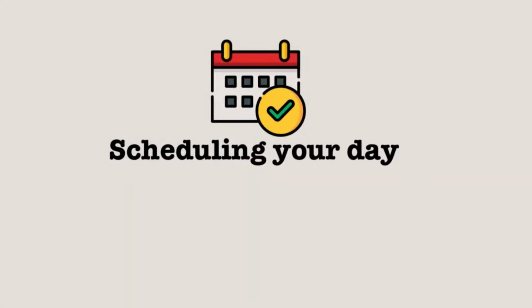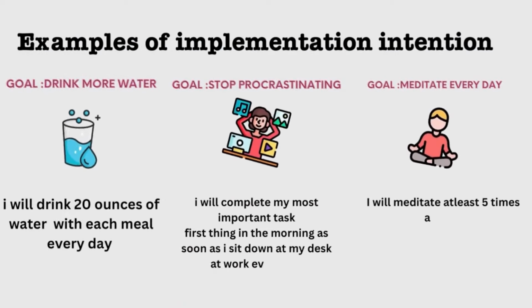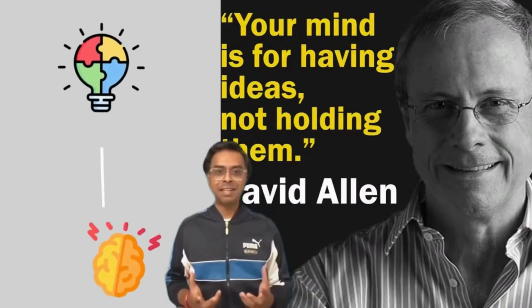The power of scheduling your day. Predetermine what and when to do. In psychology, it's known as implementation intention. It increases the activity success rate by 34 to 91%. Scheduling removes ambiguity. For example, as David Allen says, your brain is for having ideas and not holding them.